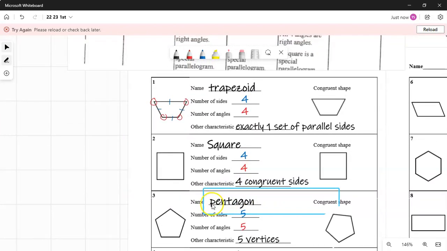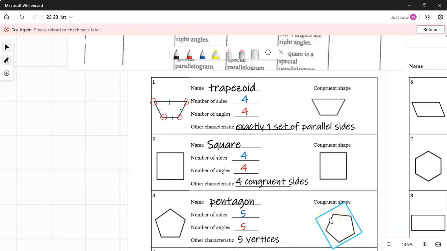So this is a pentagon. It's a pentagon, and has 5 sides and 5 vertices, and 5 angles. I listed its attributes as having 5 vertices, and I drew it over here. I drew the congruent pentagon here. I didn't really draw it. I copied it, but I drew it, and I turned it a little bit.